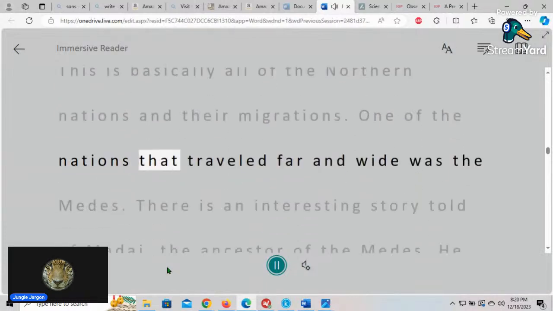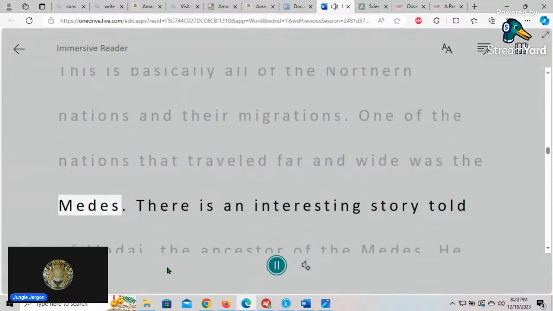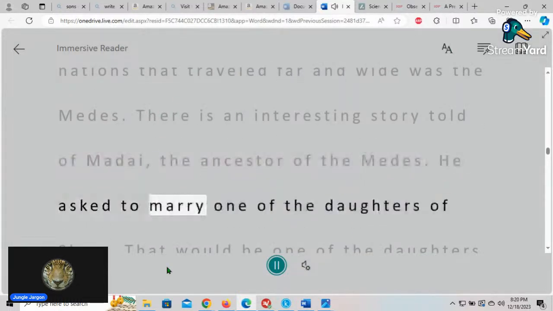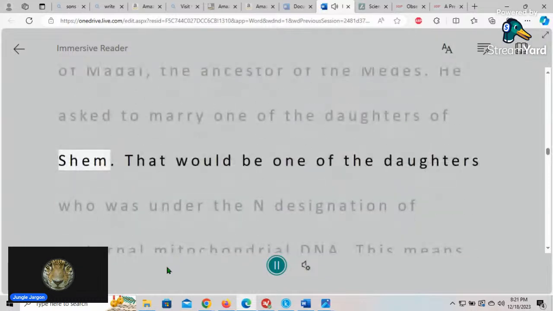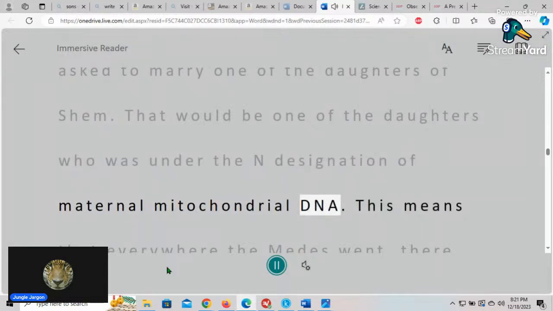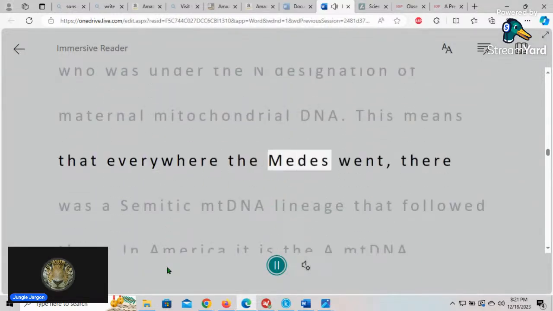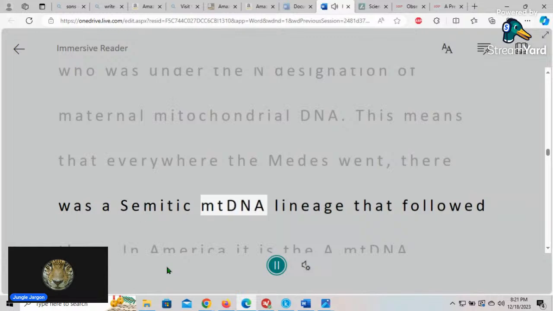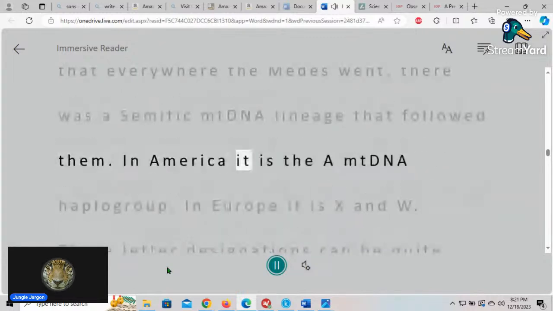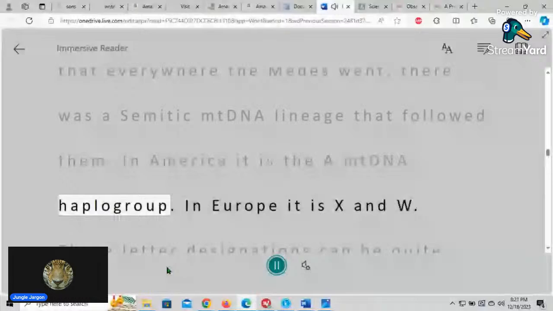One of the nations that traveled far and wide was the Medes. There is an interesting story told of Madai, the ancestor of the Medes. He asked to marry one of the daughters of Shem. That would be one of the daughters who was under the N designation of maternal mitochondrial DNA. This means that everywhere the Medes went, there was a Semitic mtDNA lineage that followed them. In America, it is the A mtDNA haplogroup. In Europe, it is X and W.